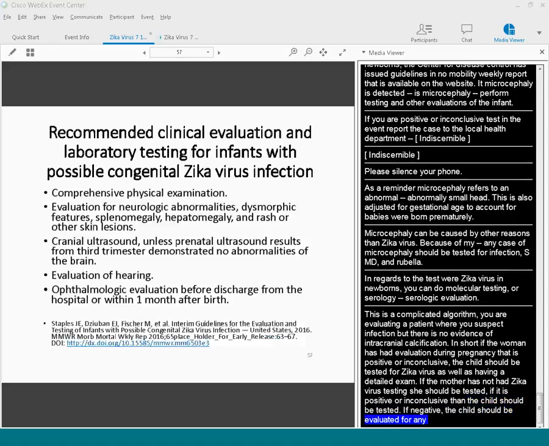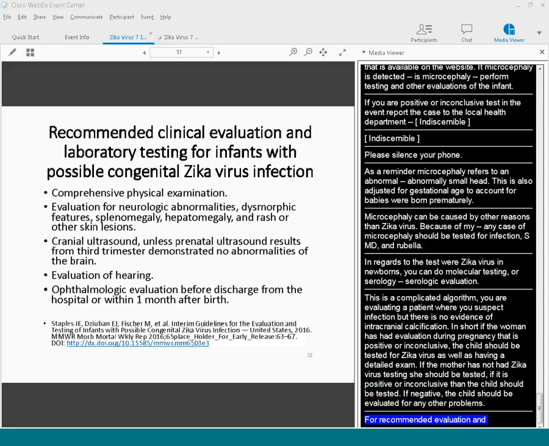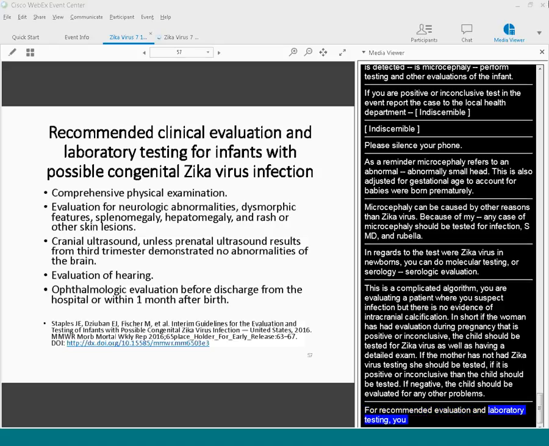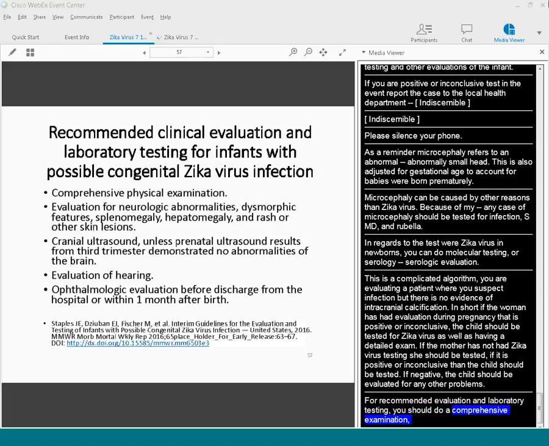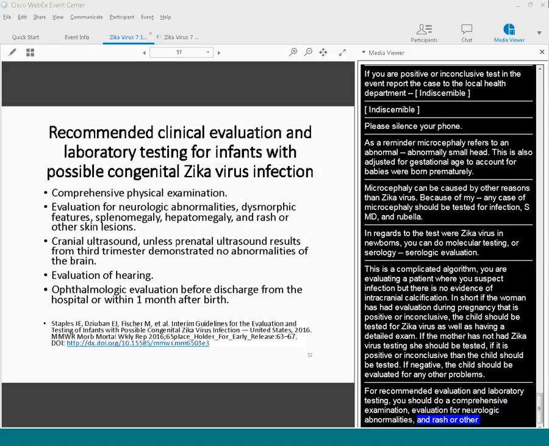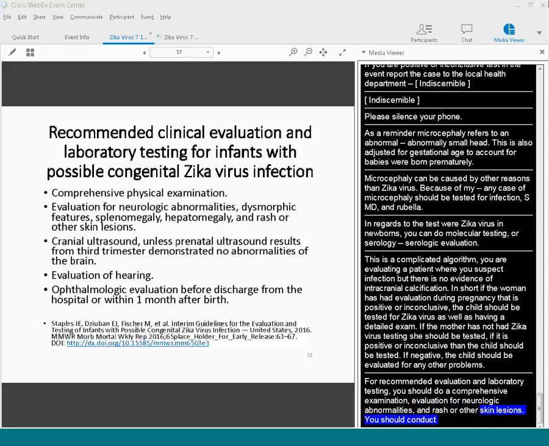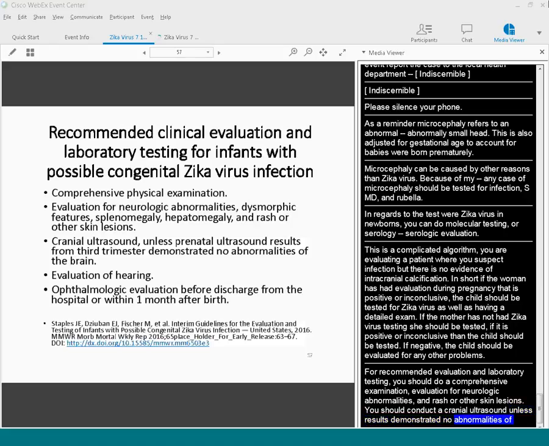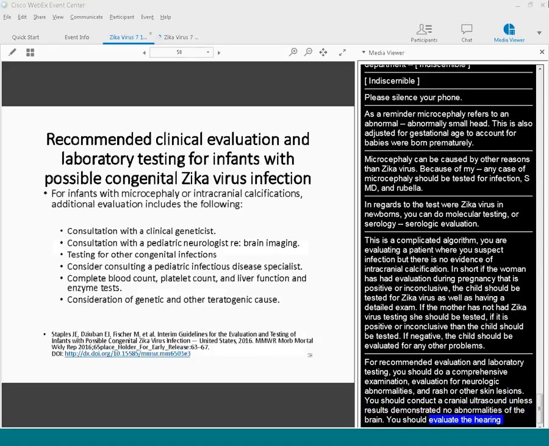For recommended clinical evaluation and laboratory testing for infants with possible congenital Zika virus infection, you should do a comprehensive physical examination: evaluation for neurologic abnormalities, dysmorphic features, splenomegaly, hepatomegaly, and rash or other skin lesions. You should conduct a cranial ultrasound unless prenatal ultrasound results from the third trimester demonstrated no abnormalities of the brain. You should evaluate the hearing. You should also have an ophthalmologic evaluation before discharge from the hospital, or at least within 1 month after birth.